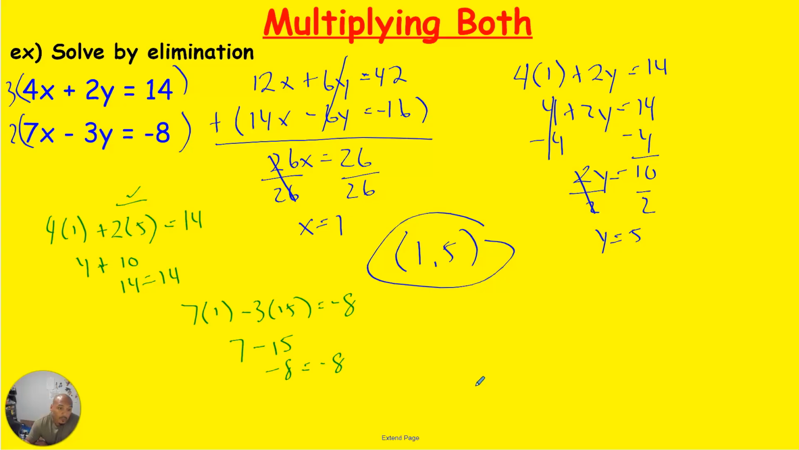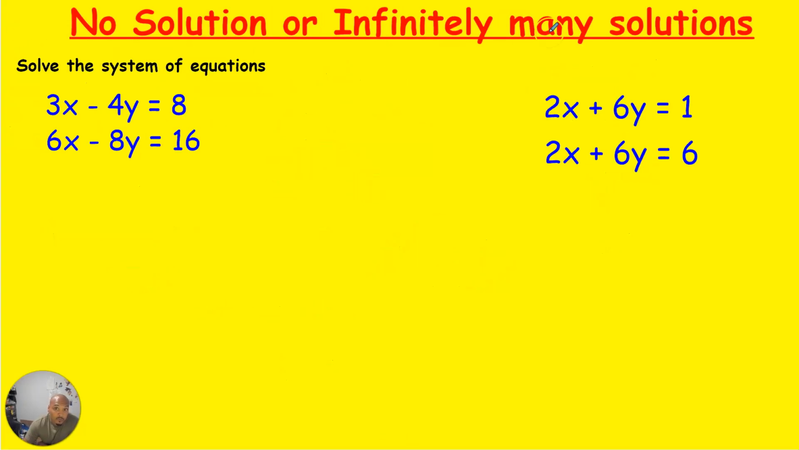Now, those are the three typical scenarios that you'll get for a system of equations. But there are 2 special cases that I wanted to talk about and finish up with today. They involve what we call no solution or infinitely many solutions. All right. Now, the way this works is that you're going to look at a system of equations like we have here, and you're going to notice something weird that happens.